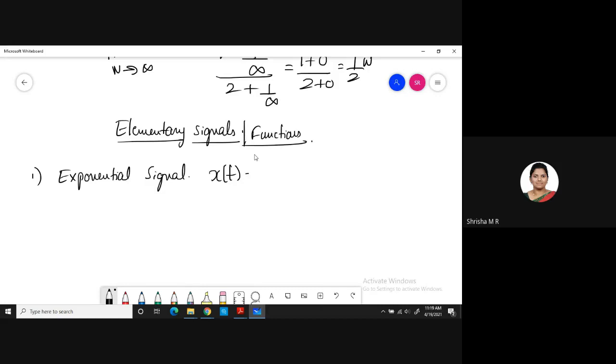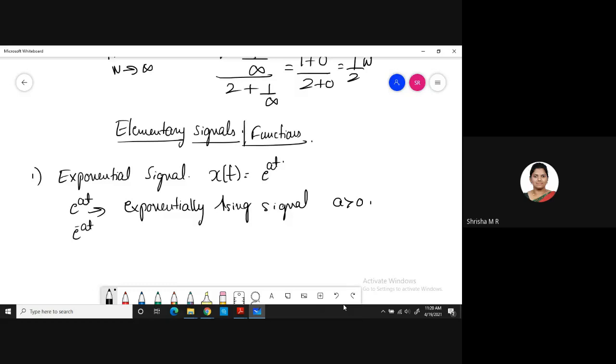So x of t is given to be e power at. Okay, this is an exponential signal. How do we tell whether it's exponentially increasing or exponentially decreasing? e power at is an exponentially increasing signal, or increasing function, for a greater than 0. And it's an exponentially decreasing function for a less than 0.